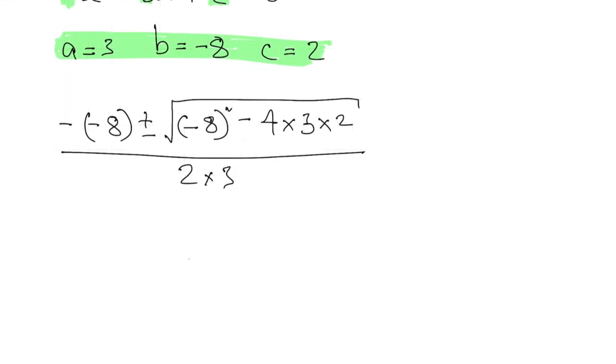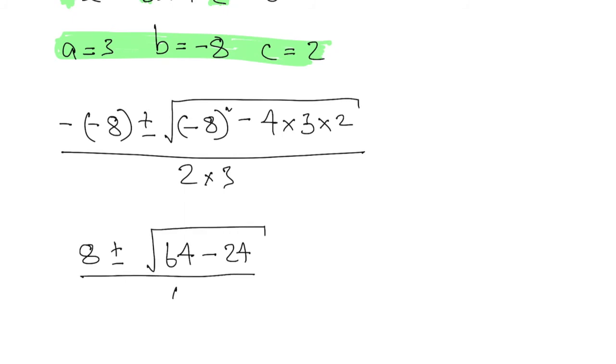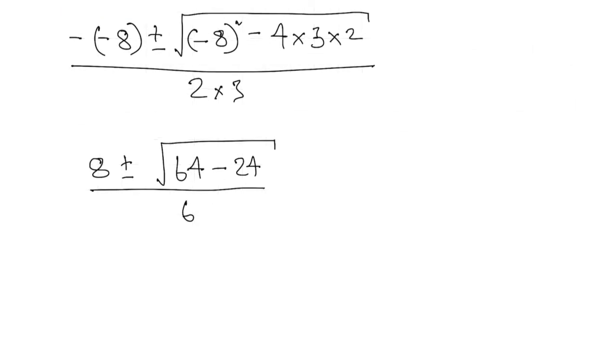Simplifying this further, minus minus 8 gives you plus 8, plus and minus the square root of, careful about squaring a negative number, -8 squared gives you 64, minus 4 times 3 times 2 gives you minus 24, that's under the square root sign, 2 times 3 gives you 6 on the bottom. We'll simplify this further, 8 plus and minus the square root of 64 minus 24 gives you 40. Divide that by 6.